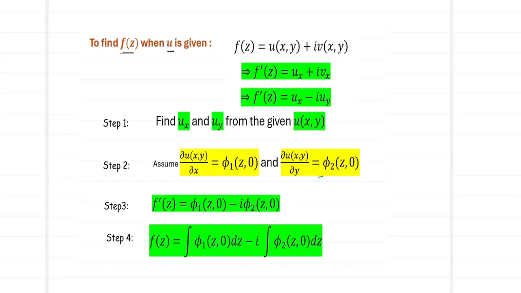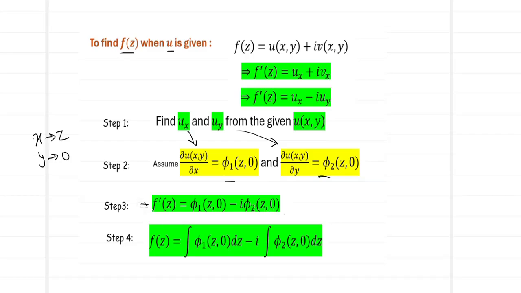First, if u is given, then we found out the partial derivatives ux and uy from the given function u. Then we associated the variable x with that of z and y with that of 0 to form the new functions phi1 of z comma 0 and phi2 of z comma 0 from my ux and uy, and then I went and substituted these derivatives in my f dash of z, which is ux minus i uy. So it became phi1 of z comma 0 minus i times phi2 of z comma 0.